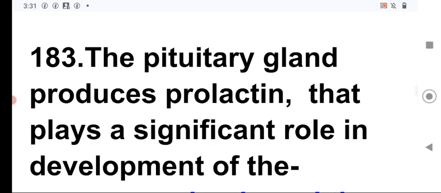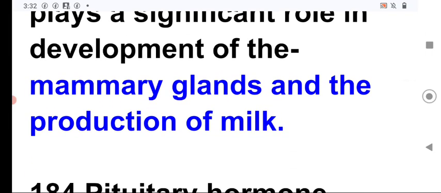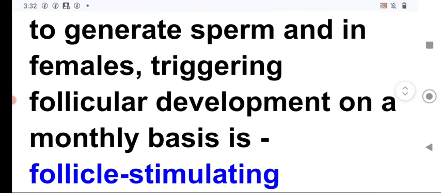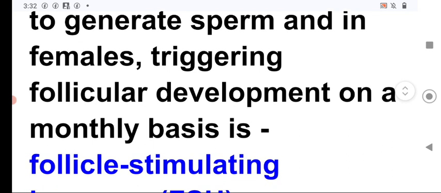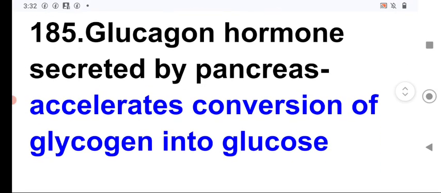Next, the pituitary gland produces prolactin, which plays a significant role in the development of the mammary glands and production of milk. That is the function of lactation. Next, the pituitary hormone triggering the male testes to generate sperm, and in females triggering follicular development on a monthly basis, is follicle stimulating hormone, FSH.